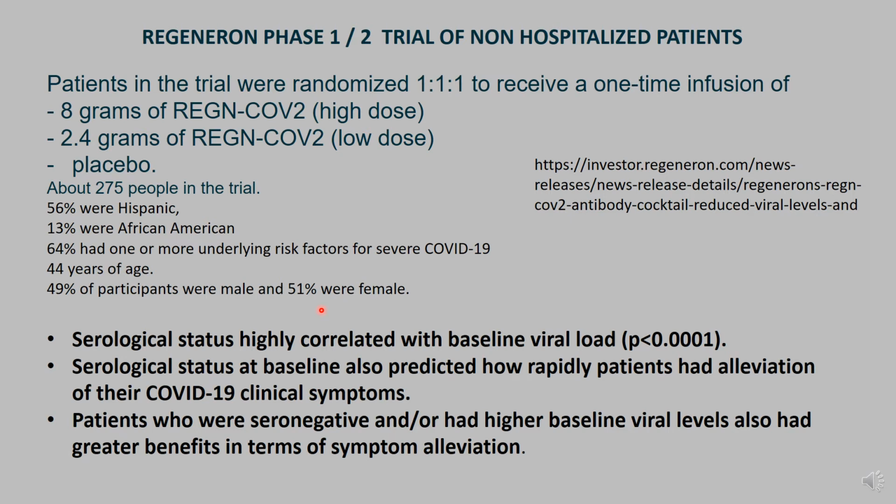So what does that mean? There are some people who were able to generate their own immune response, as is expected. And in those people, they were able to control the virus without much effect of the monoclonal antibody therapy. And that's expected because if you generate a good immune response, you should be able to clear a virus. And we are assuming in most people who get the infection who have mild symptoms, that's what's happening. Serological status at baseline also predicted how rapidly patients had alleviation from their COVID symptoms.